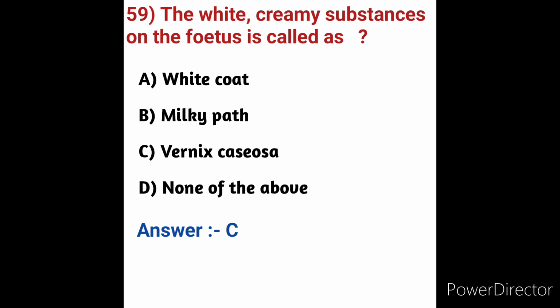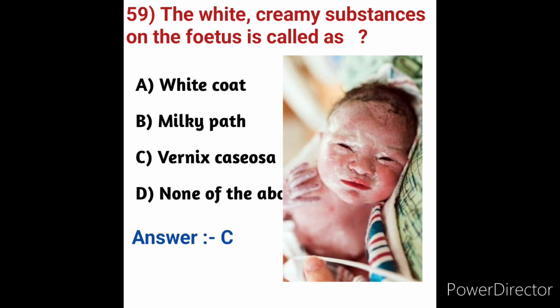Vernix caseosa is a white and creamy substance naturally occurring on the skin of the fetus during the last trimester of pregnancy. The WHO recommends leaving vernix caseosa on the baby's skin for at least 6 hours, but preferably 24 hours after birth. The white creamy substance on the baby's skin is called vernix caseosa. We can see it in this picture. Option C is the correct answer.